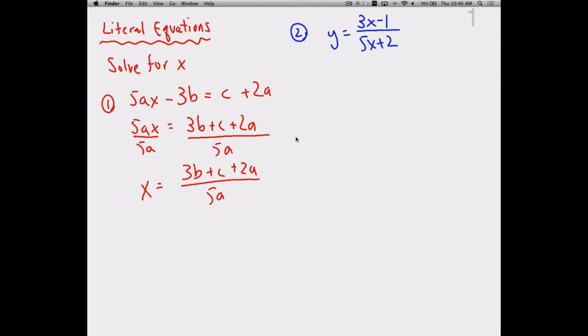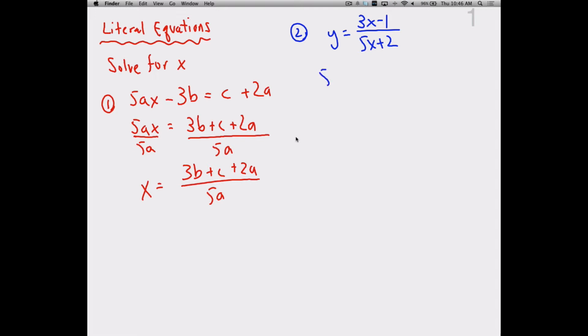Thanks. Need to solve for x. What do I do first? Wait. Why can't we just get X and Y? Wait. Time to come off the porch and run with the big dogs, kids. How do I get X by itself? Emily! Multiply each side by 5x plus 2.